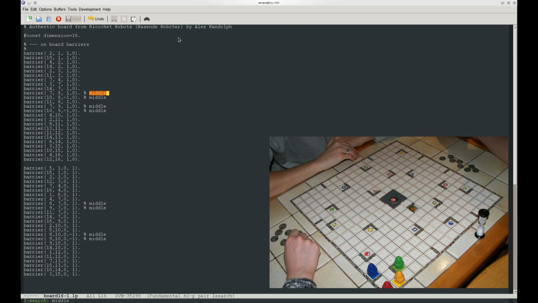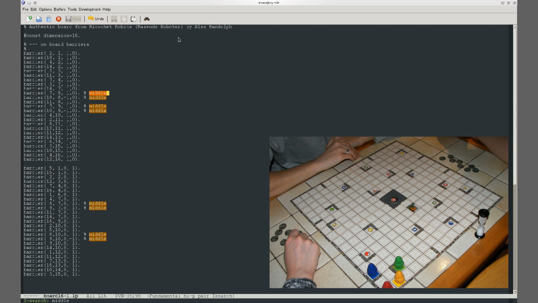If you take a look on the game board, you can also see that there is always a square in the middle which can't be entered by robots. This square is represented here by those 8 lines who are marked with the comment middle. With that, we fully described a problem instance for Ricochet Robots.